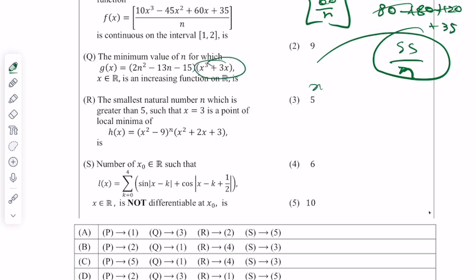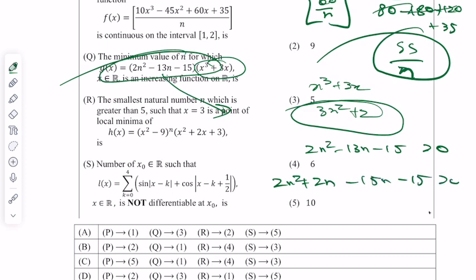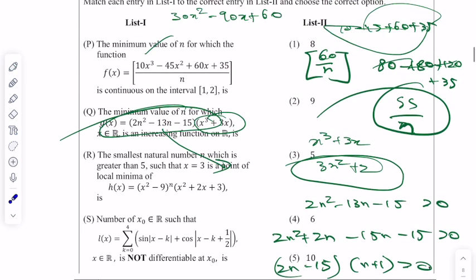The variable over here is x cube plus 3x, so the derivative will be 3x square plus 3. It's always increasing. We just have to ensure that this is positive. Now this will be positive, meaning 2n square minus 13n minus 15 should be greater than 0. So we'll get 2n square plus 2n minus 15 should be greater than 0. So (2n minus 15) into (n plus 1) should be greater than 0. The roots are coming out to be minus 1 and 15 by 2, that is 7.5. So 7, 8. Okay guys, so I think with this we'll get it as 8.